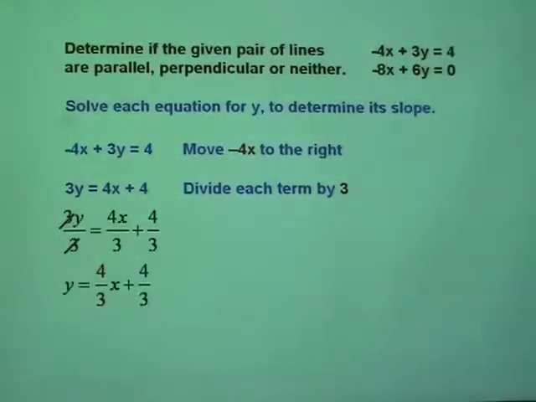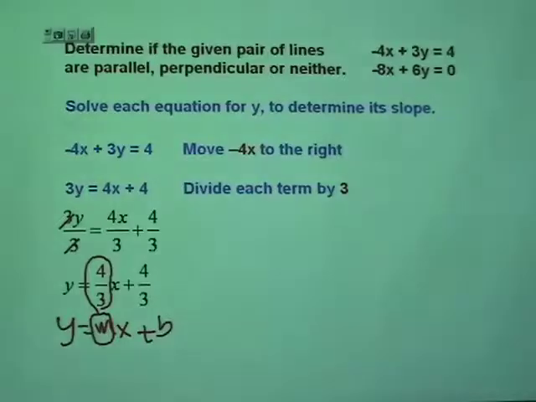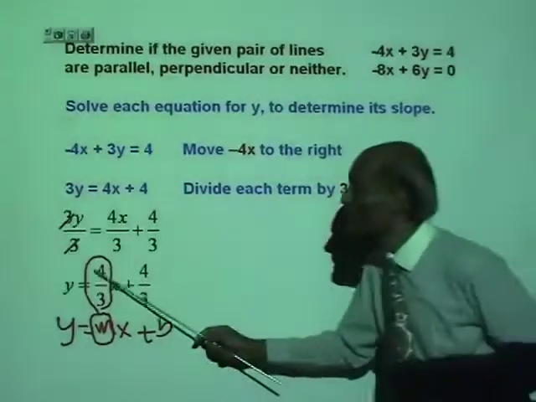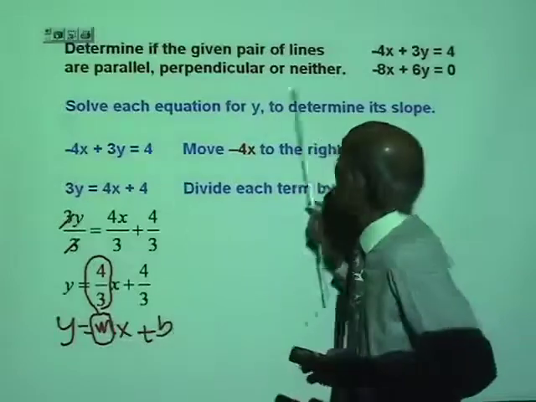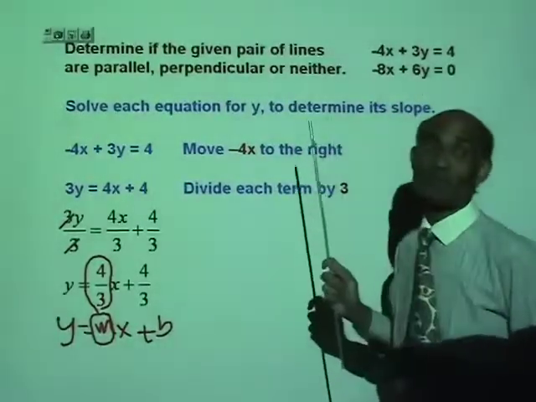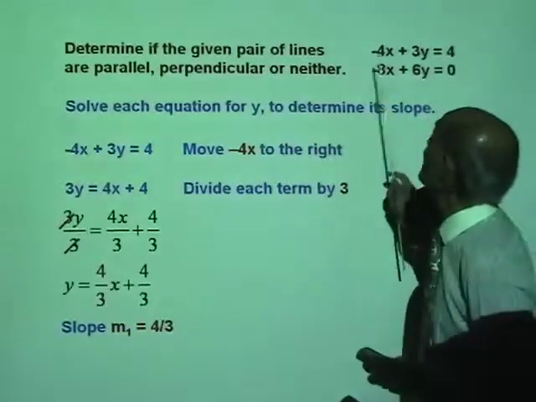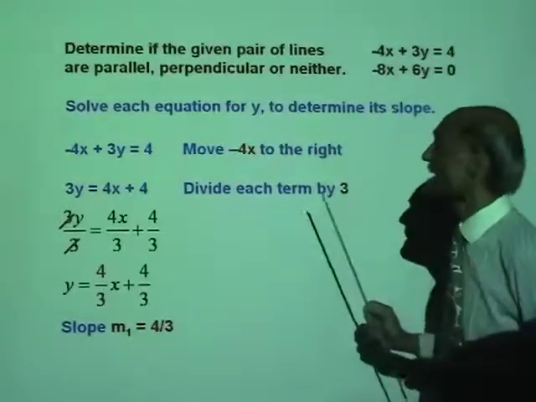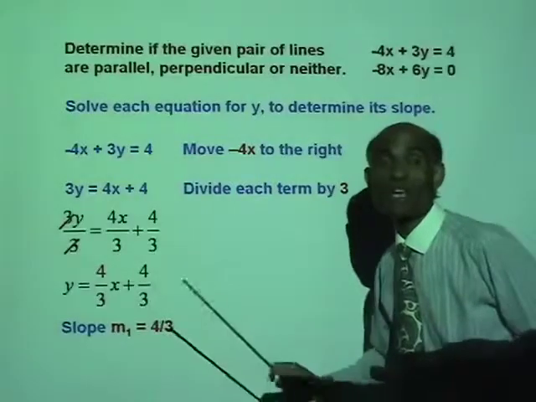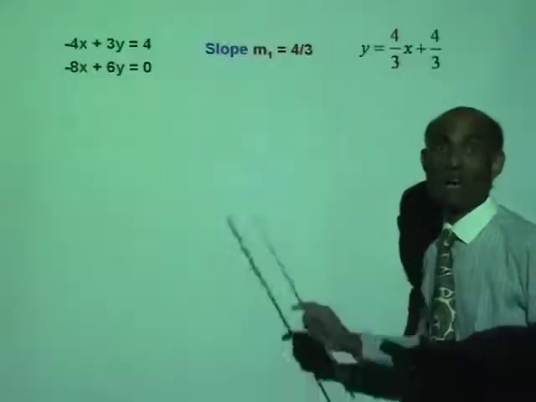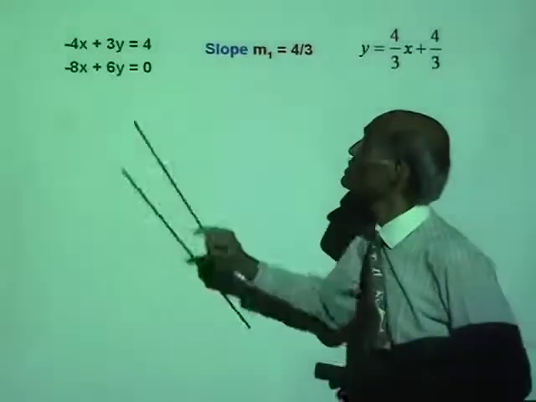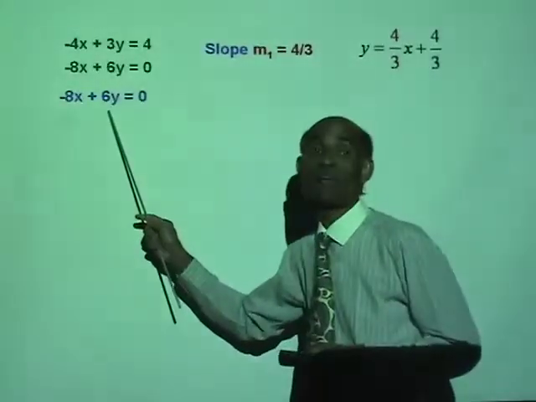Now look at this. We have now got the equation of the form y equal to mx plus b. What does the 4/3 represent here? That is the slope of the graph of this. Alright. Similarly, we now go and find the slope of the second equation. We know m1 equal to 4/3. Let's now take the second equation and solve for y there also.